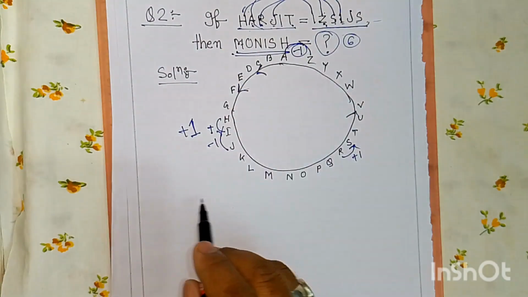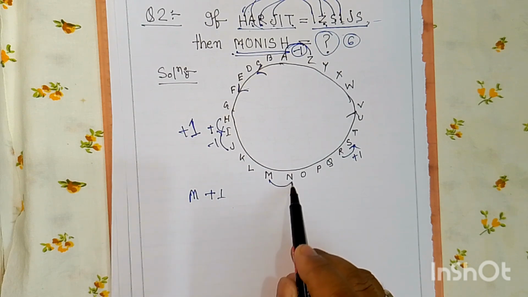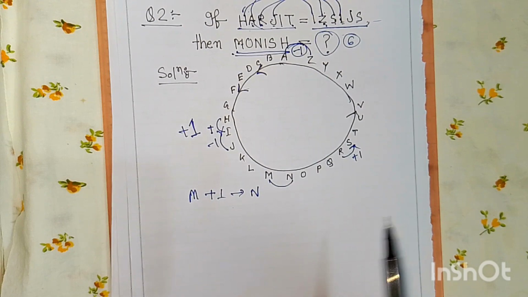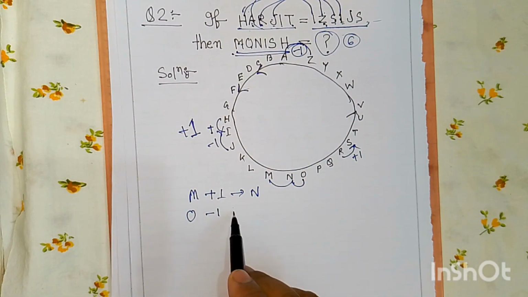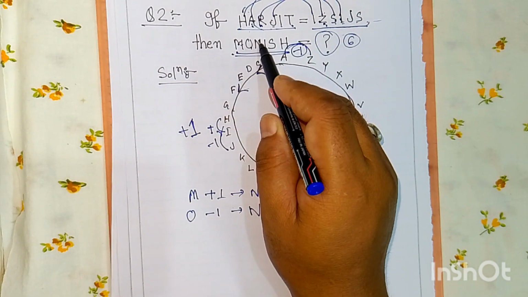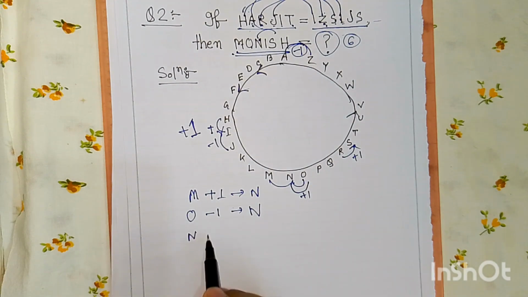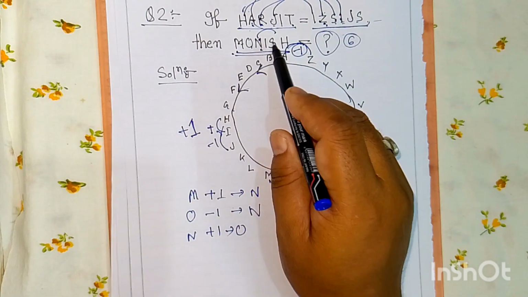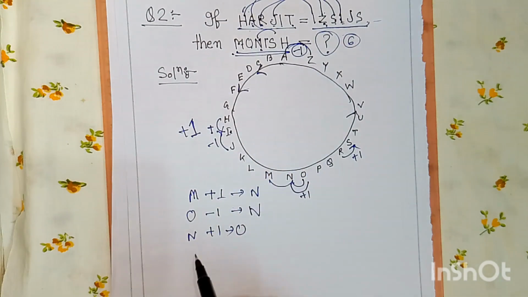So for the alphabet M, what is the corresponding alphabet? M plus 1 is N. Then O minus 1 is N. Then N plus 1 is O. Then I minus 1 is H.